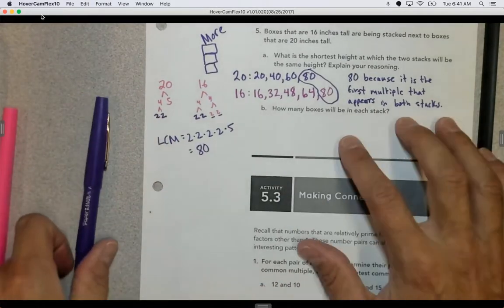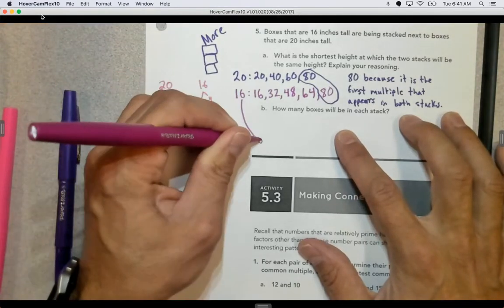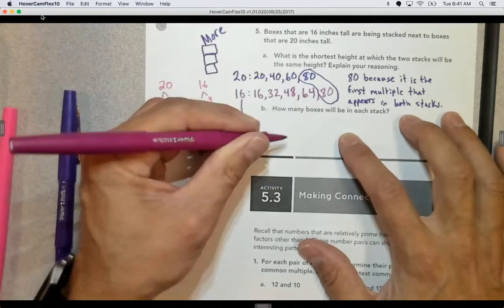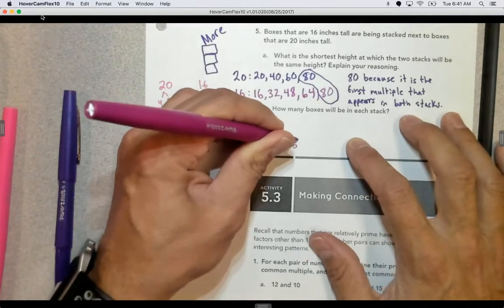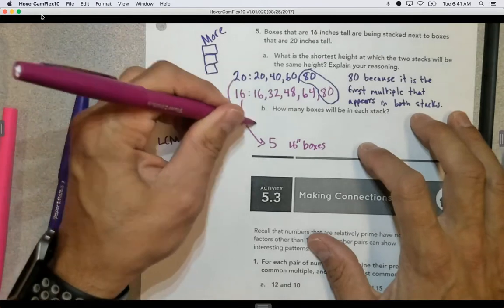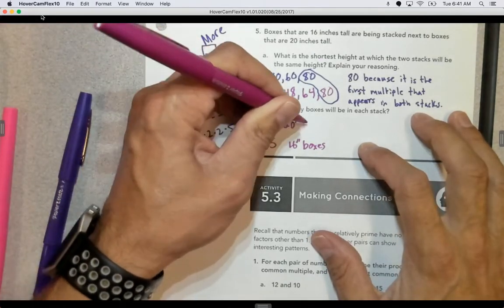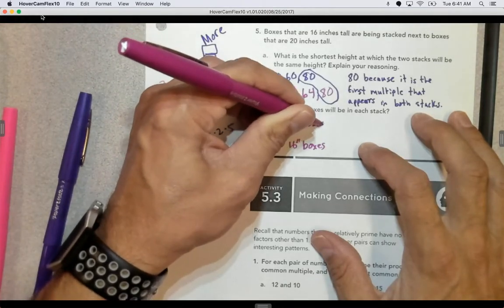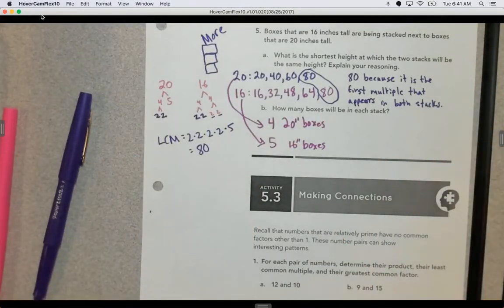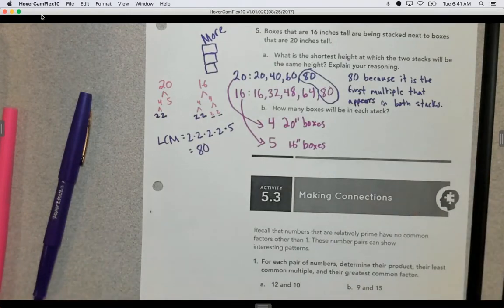Now, how many boxes will be in each stack? So for the 16, it'll be 1, 2, 3, 4, 5. It'll be 5 16-inch boxes. And then it will be 4 20-inch boxes. So it's kind of like which multiple of each number is what that's asking. Whereas on the previous page, it was saying if I divide it by 12, how many will there be of this kind of tablecloth or whatever the question happened to be.